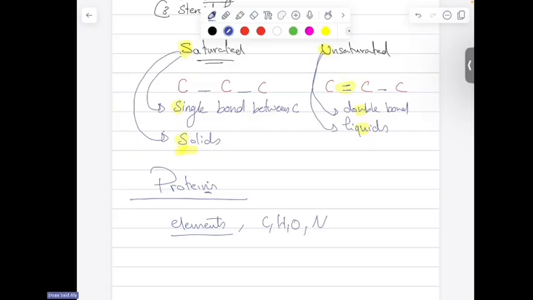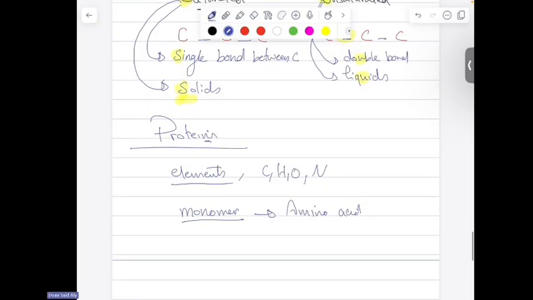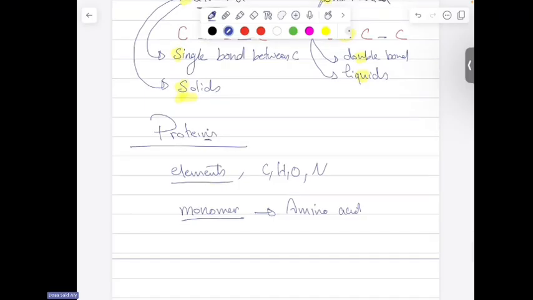What about the monomers of the proteins? Again, monomer is the basic building block, is the smallest unit. What are the monomers of the proteins? The monomers of the protein are amino acids. Of course, as you know that there are 20 different amino acids. They bond together in different ways, in particular sequence to form different types of the proteins.